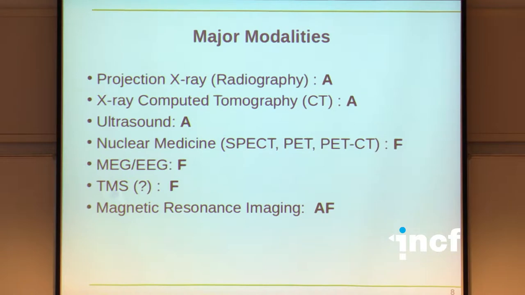But those modalities are dedicated to one aspect. If you look at X-ray, for instance, or CT, this is an anatomical modality. Ultrasound and nuclear medicine are more functional modalities, looking at the neurotransmission aspect. MEG and EEG are only functional modalities, and you get very little information on the structure. One of the beauties of MRI is that it has the potential to do both, and that's why it's such a major modality in brain imaging.